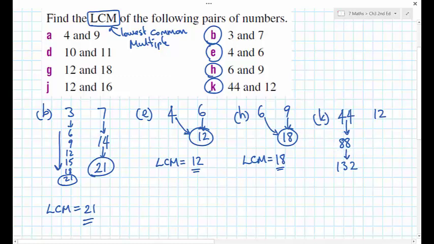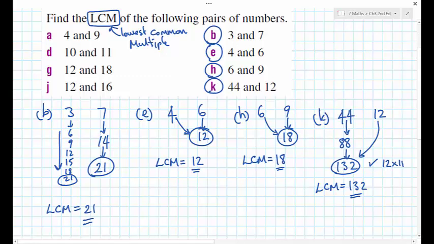Now what I then need to decide is, does 12 go into 132? And yes, it does. It actually goes in 11 times. So 12 does go into that, because I can have 12 times 11. So in this instance, my lowest common multiple of these two is 132.